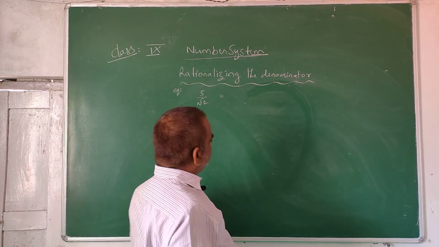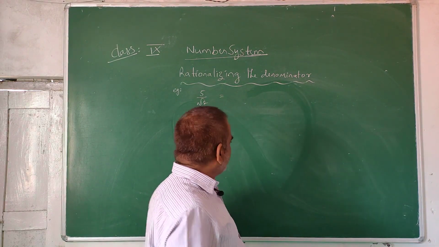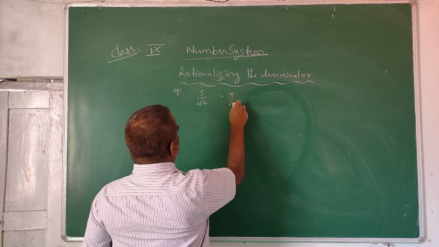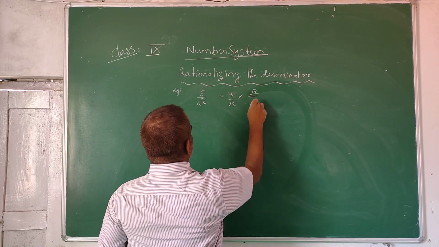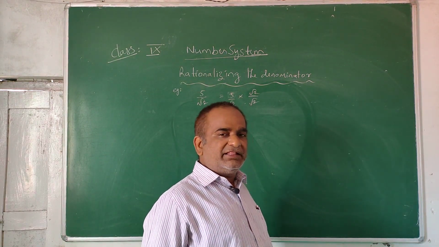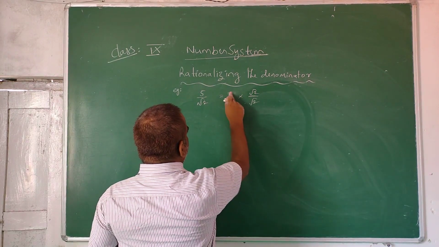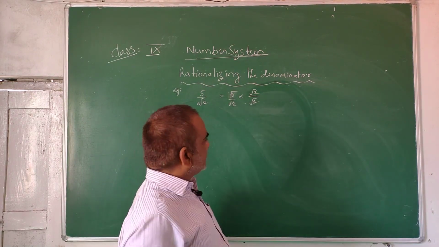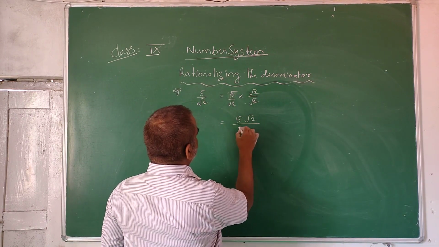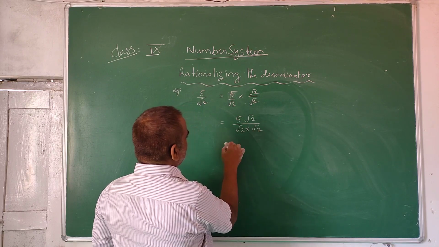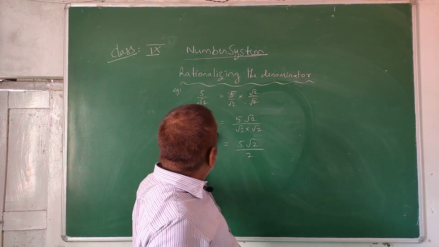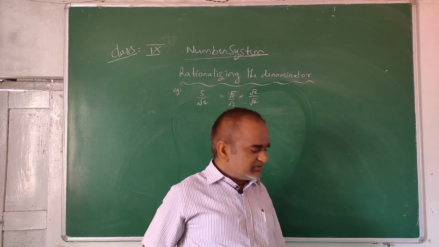Suppose you want to rationalize the denominator of 5 by root 2. It is very simple: you have to multiply and divide with root 2, which is a rationalizing factor of root 2 itself. So you multiply and divide with the rationalizing factor. So this is equal to 5 into root 2 by root 2 into root 2, which is 5 into root 2 by 2. This is how the denominator is rationalized.